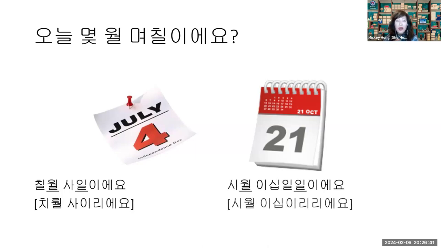I put the pronunciation for you. 4일이에요. 10월 21일이에요. We don't say it the wrong way. We don't say that.